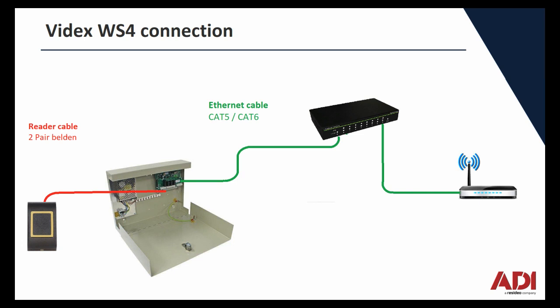First of all, let's have a look at the wiring, how we need to get this connected. You can see there I have a WS4 with a reader connected. I'm using the Belden 9504, but you can use an 8723. From my controller, I'm going to a switch using a Cat5, Cat6.